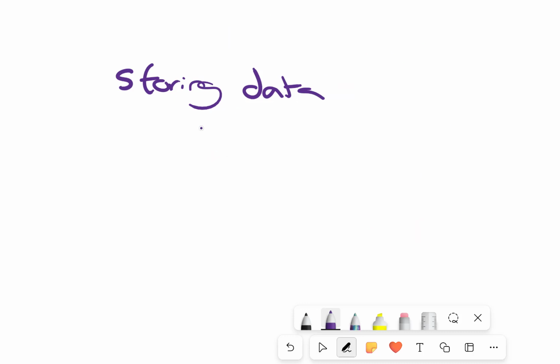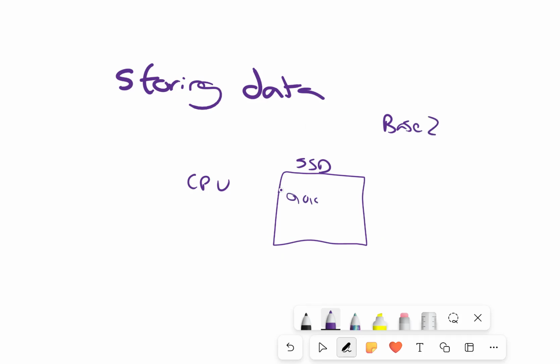So what do we mean by storing data? Well, we're basically saying, how is data stored on a device, let's say like an SSD, inside a computer? How's it processed by a computer, by like the CPU? Well, in its base form, excuse the pun, binary uses base 2, it's in machine code. Machine code is binary. That is how data is stored inside a computer.